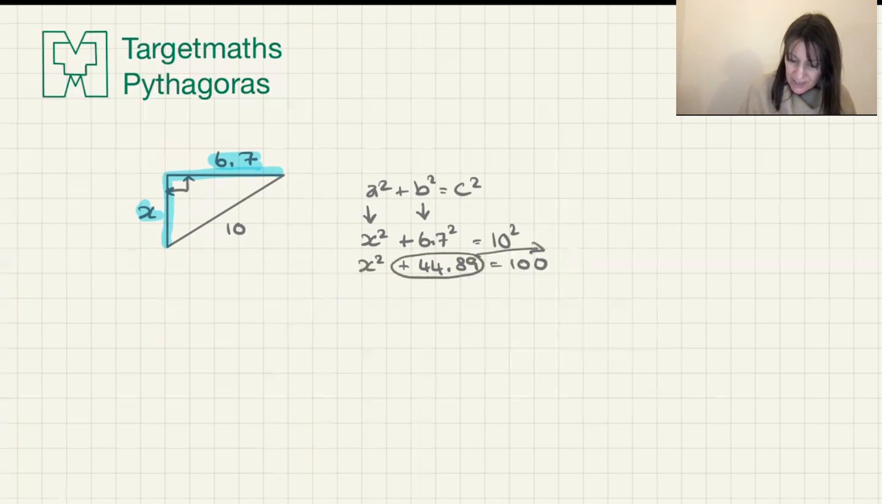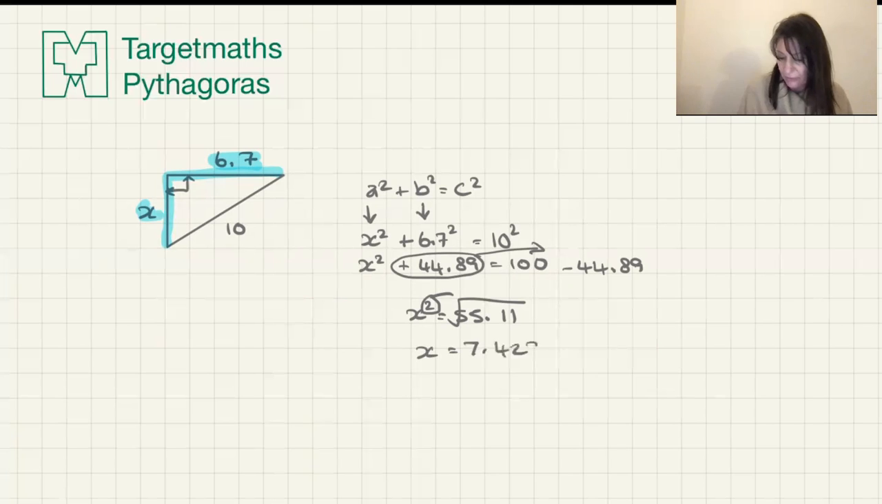Hop to the other side, it's going to land as minus. And you've got x squared equals 55.11, sorry, I should have put that on straight away. To get x on its own, we will square root, and we've got x equaling 7.423, and on it goes.